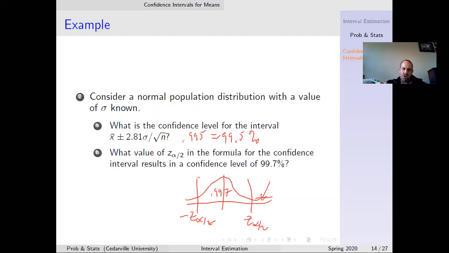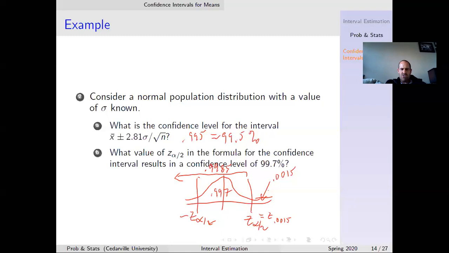Well, I have to split 0.003 two ways. So this is 0.0015 above this. So this guy right here is really Z sub 0.0015. That's the percentage above this thing, which means what's the percentage below it, including that tail down there? Well, it's going to be 0.9985. Okay, 0.9985 is the probability that we're below this particular thing.